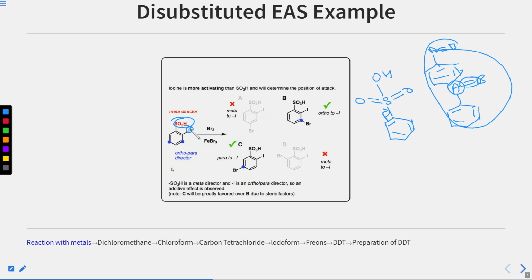Now compared to this, iodine is activating the ring, or it is a much greater activator than the SO3H group. Due to this reason, the final product will be decided by the iodine. So which is the ortho and para with respect to iodine? This is ortho, and this one is para. So our substituent will go here and here. The same thing has been written here. We are giving Br here and Br here.